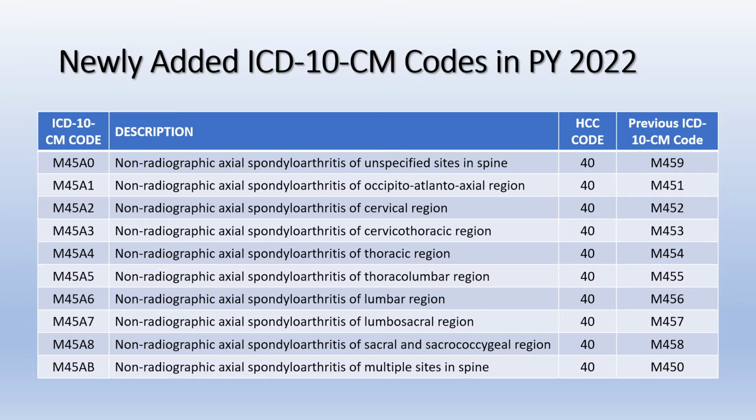M45A6 replaces the M456, ankylosing spondylitis lumbar region. M45A7 replaces the M457, ankylosing spondylitis of lumbosacral region. M45A8 replaces the M458, ankylosing spondylitis sacral and sacrococcygeal region. M45AB replaces the M450, ankylosing spondylitis of multiple sites in spine.